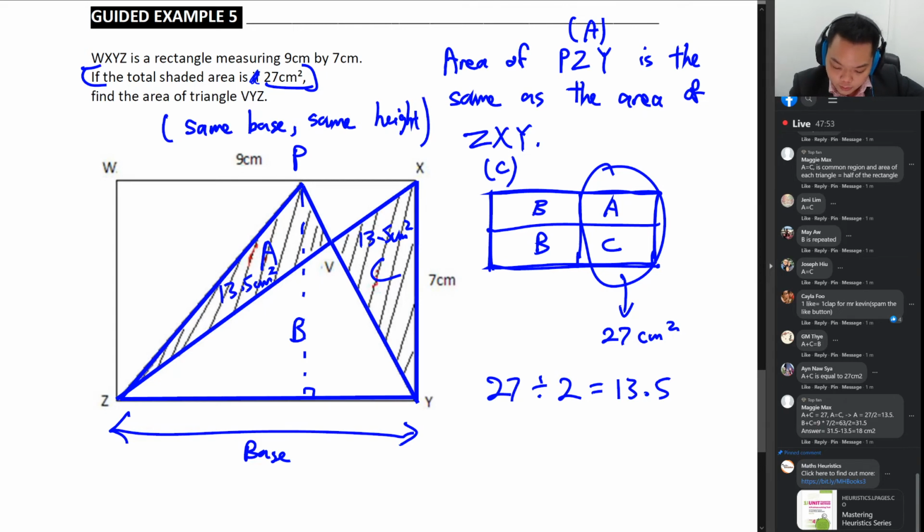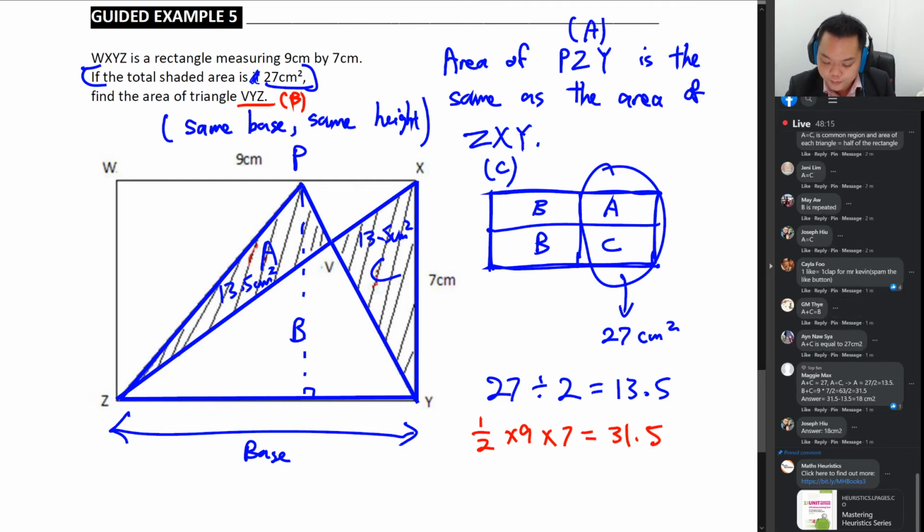So now to find the area of triangle VYZ, which we call B for convenience, we can find the area of A plus B first. The area of A plus B will be half times base 9 times perpendicular height 7. That will give you 31.5. So this whole region here will be 31.5. And since we found out that this is 13.5, the area of B would just be 31.5 minus 13.5.